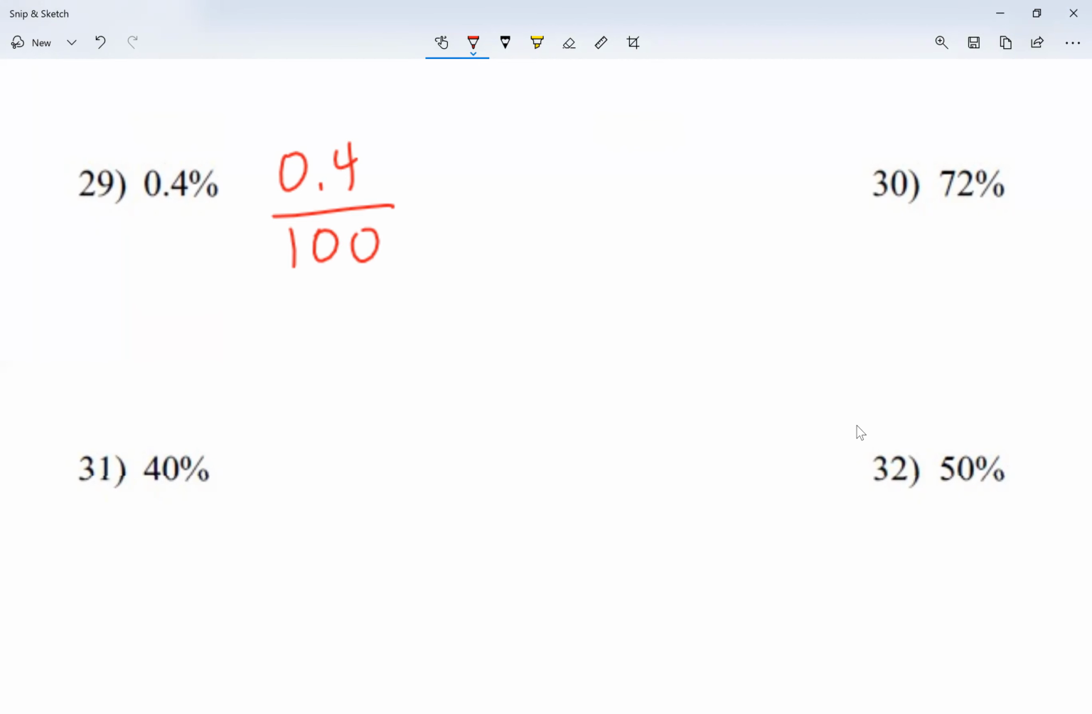So at the bottom of my fraction, I will always write 100. Now 0.4 over 100. Now I don't want decimals. So I need to multiply top and bottom by 10. Technically, I need to move my decimal one place to the right. So I'm going to multiply top and bottom by 10, because then on the top, that gives me a 4. I needed to move my decimal point one place to the right.